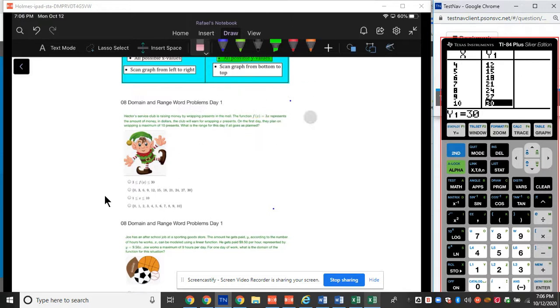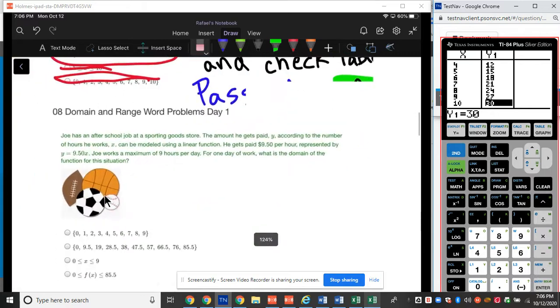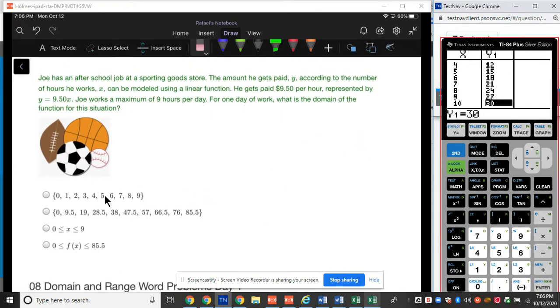All right. On this problem right here, we have Joe, who has an after-school job at a sporting goods store, and the amount that he gets paid, Y, according to the number of hours he works, X, can be modeled using a linear function. He gets paid $9.50 per hour, represented by Y equals 9.50x. There's our equation. Let's go ahead and put a box around that.